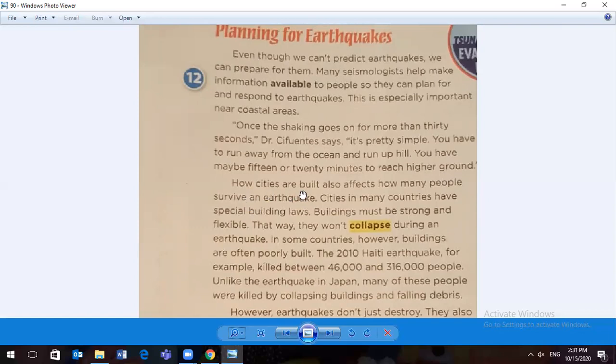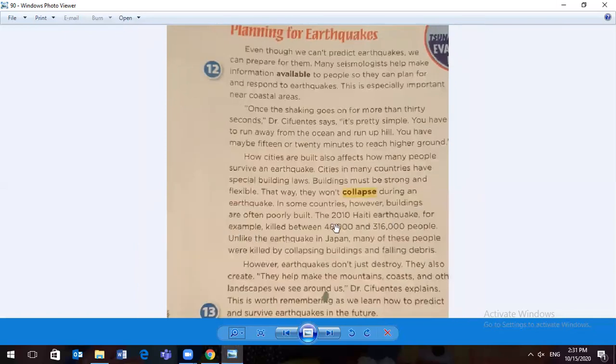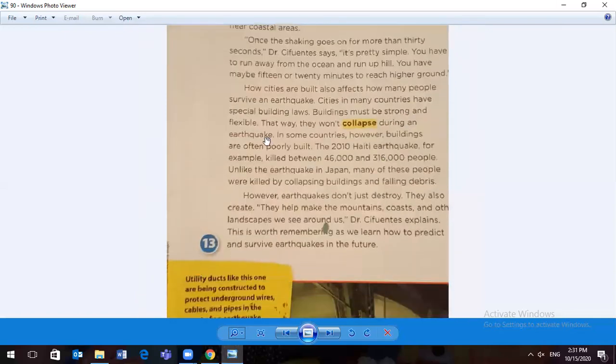How cities are built also affects how many people survive an earthquake. Cities in many countries have special building laws. Buildings must be strong and flexible. That way, they won't collapse during an earthquake. In some countries, however, buildings are often poorly built.